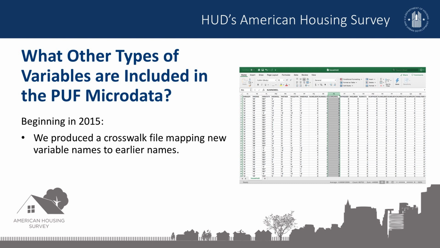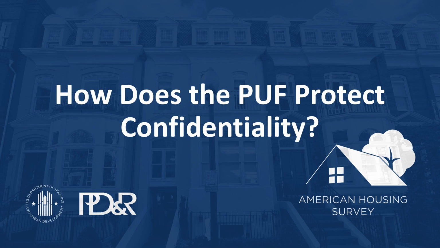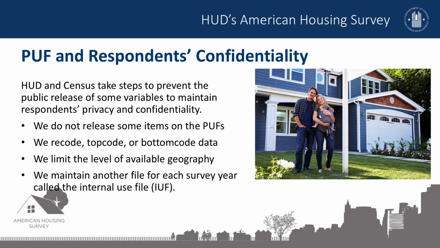This variable name crosswalk is available on the Codebook Interactive Tool website. Now, let's look at how the PUF microdata protect respondents' confidentiality. The AHS PUF microdata include most of the data collected on the AHS, but HUD and Census take steps to prevent the public release of some variables to maintain respondents' privacy and confidentiality.